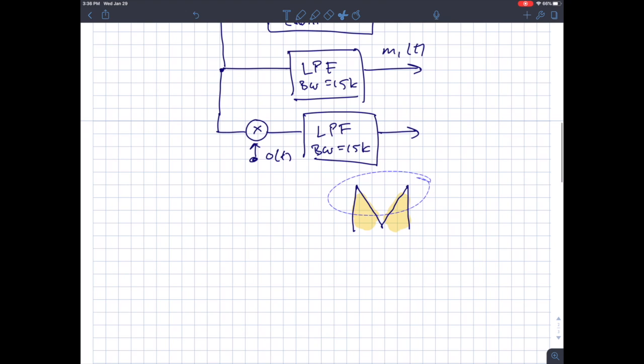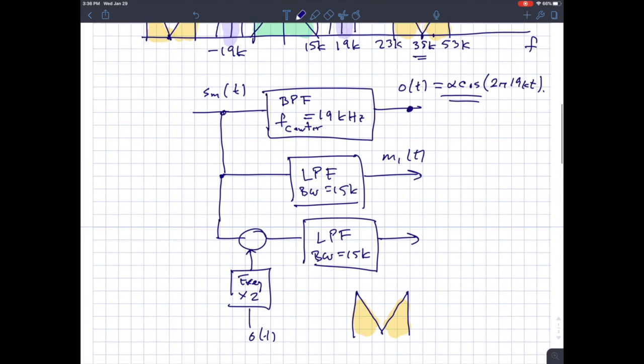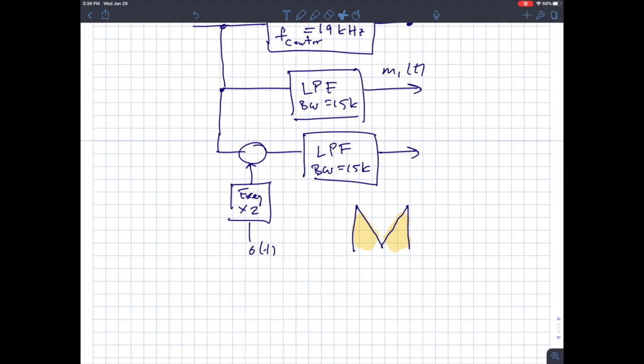Oh, I'm sorry, it's not 19K. You need the frequency multiplied by 2 again. So you need to change this. You do this bandpass filter. Let me modify this. Okay. So you take O of T, put it into here, frequency multiplied by 2, and that gives you the 38K. So the 38K gets moved down from 38K back down to baseband.